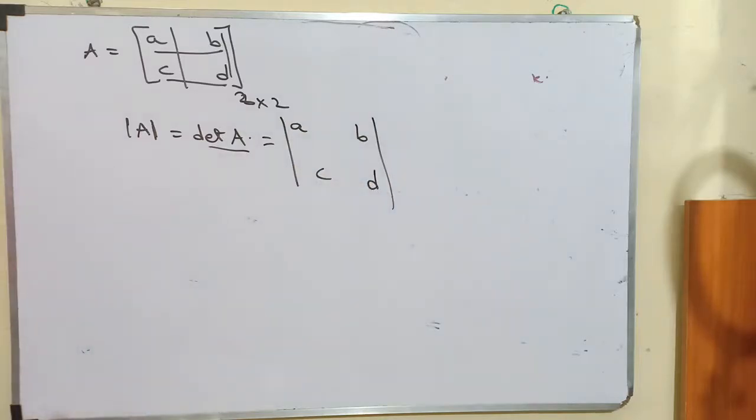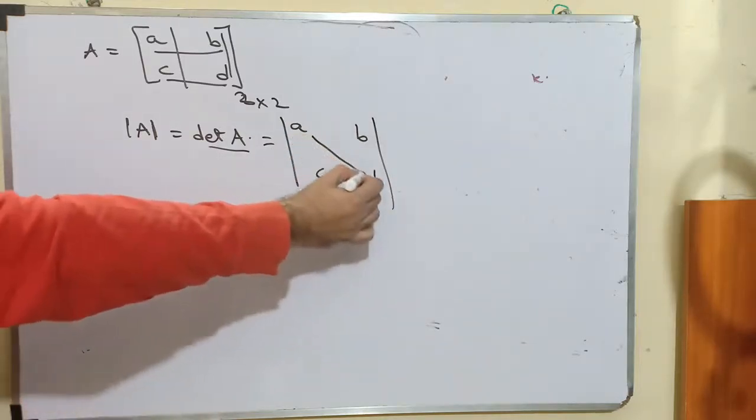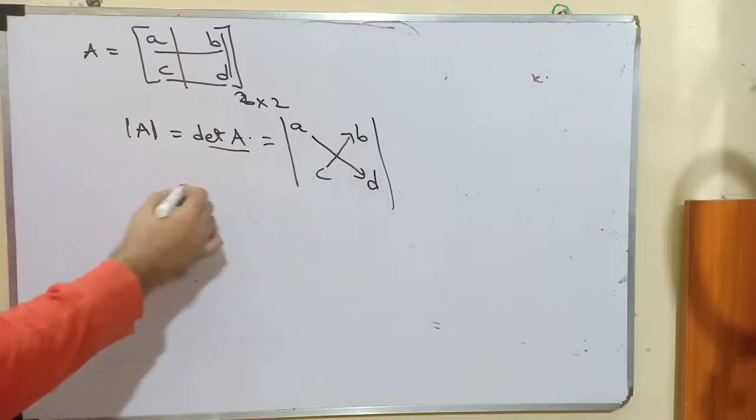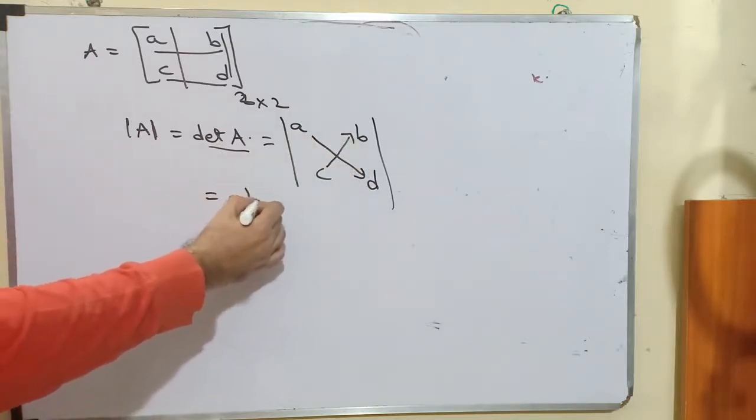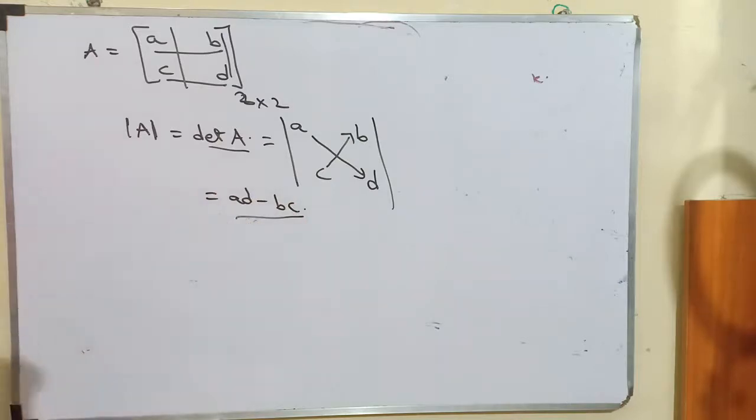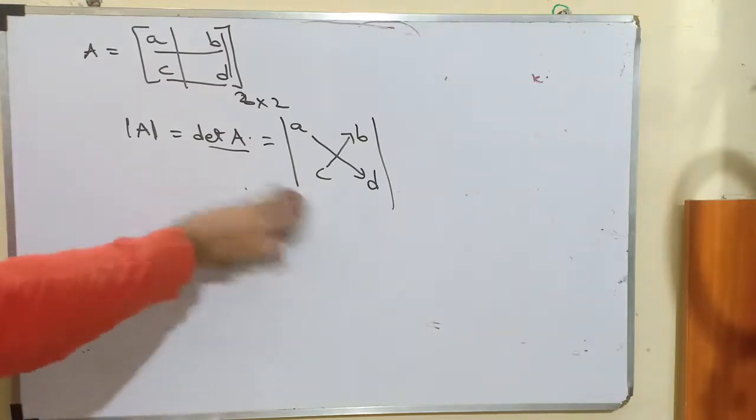For a 2 by 2 determinant, the number is calculated like this: AD minus BC. So the formula for this is AD minus BC. Using this simple formula, we can calculate the determinant of the matrix, and the number we get is the number associated with the matrix, and that's called the determinant. Okay, let's start with a small example of how to calculate the determinant of a 2 by 2 matrix.